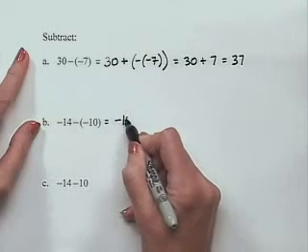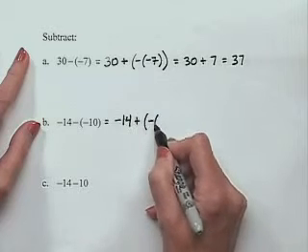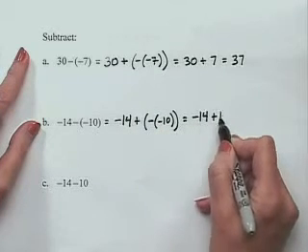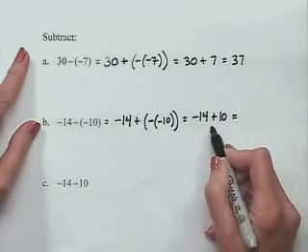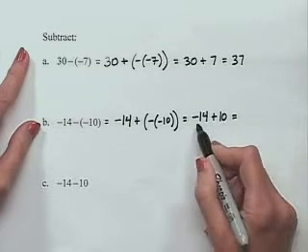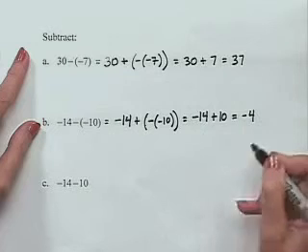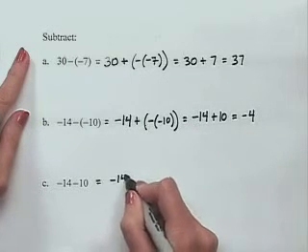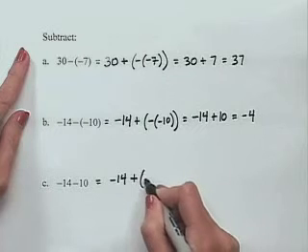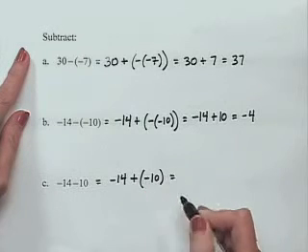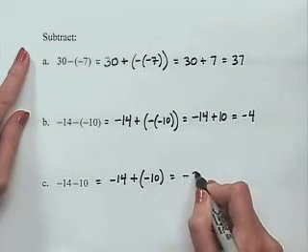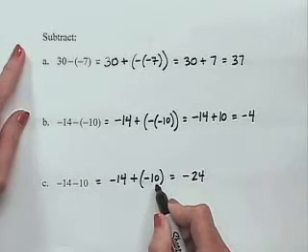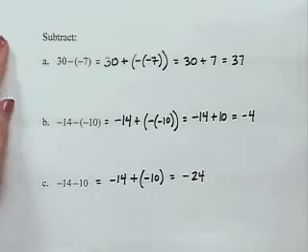Our second example, we have -14 minus -10. That will be -14 plus the opposite of -10. That's going to be -14 plus 10. And here we subtract the absolute values, which would give us 4, and take the sign of the larger, so we're going to have -4 as our result. Next, we're going to have -14. We're going to add the opposite of 10, and that's going to give us -24. Since both of these have the same sign, we add their absolute values and then take the common sign.